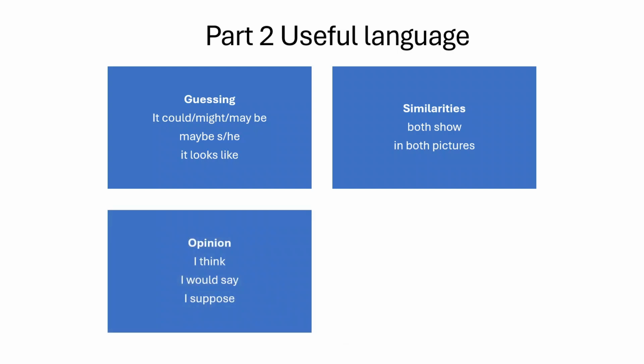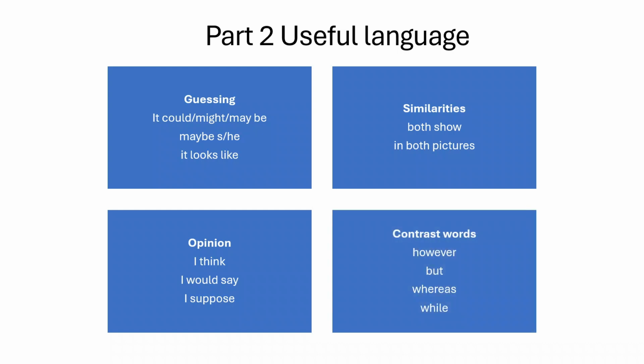We can also then give our opinions about these pictures, what we feel about them. I think, I would say, I suppose, I guess. And then finally we have these contrast words because we are comparing the pictures. So words like however, but, whereas, and while can all help you to do this exercise better. Now to finish the video, we're going to do the part 2 exercise.